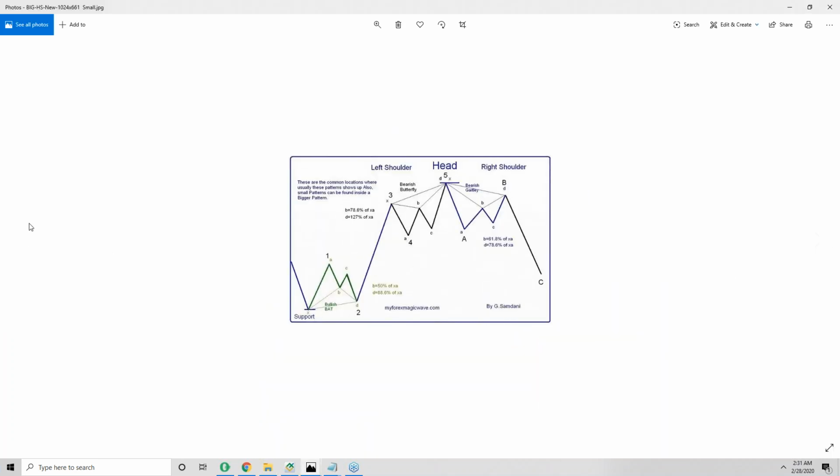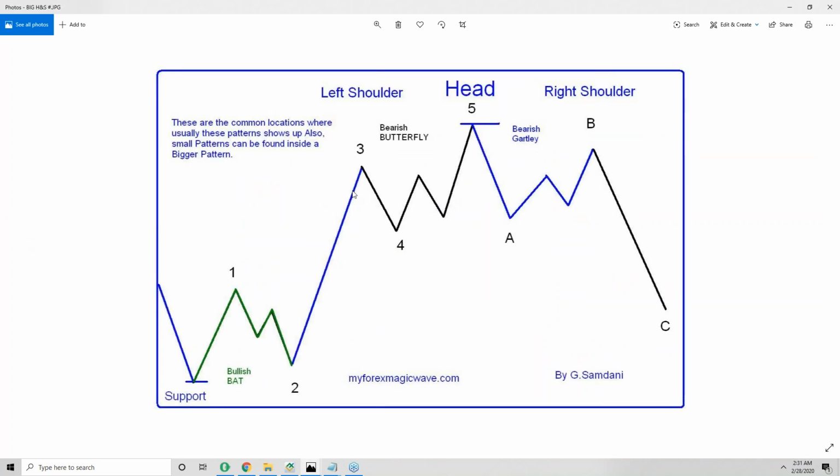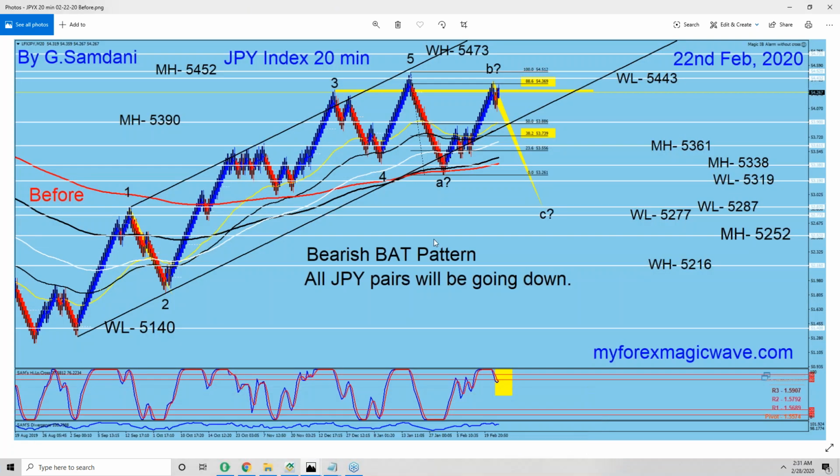You see this, this is a small chart. This is the one. See this 1, 2, 3, 4, 5. Then this area usually makes either a gartley or a bat pattern, a bearish gartley or a bearish bat pattern, and then comes down for wave C, right? So look what happened here. Exactly the same thing was making up here. 1, 2, 3, 4, 5.